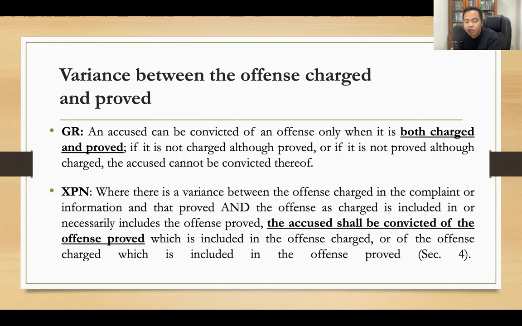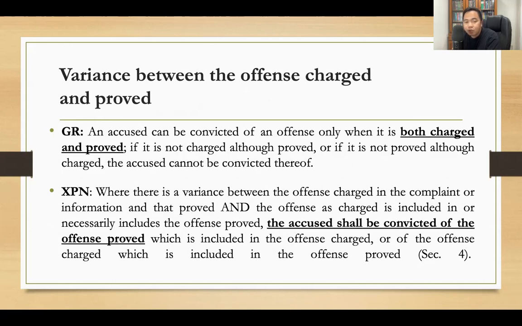If the crime charged is murder, but upon presentation of evidence, the crime proven by the testimonial, documentary, and object evidence is that of homicide instead of murder. The crime charged is murder and the crime proven is homicide, because, for example, there is an absence of a qualifying circumstance. There is no treachery, there is no use of a licensed firearm, etc.